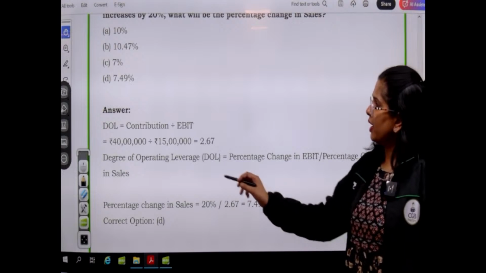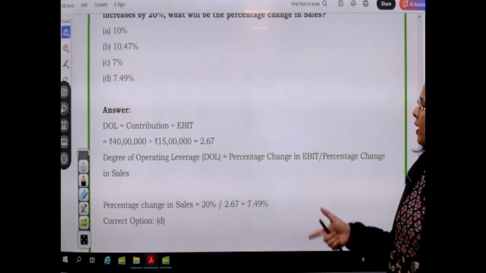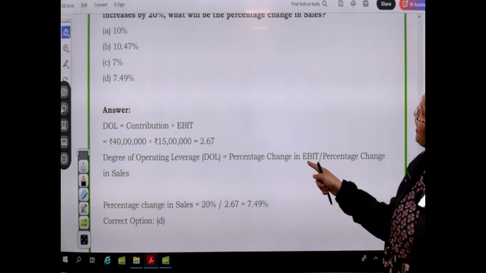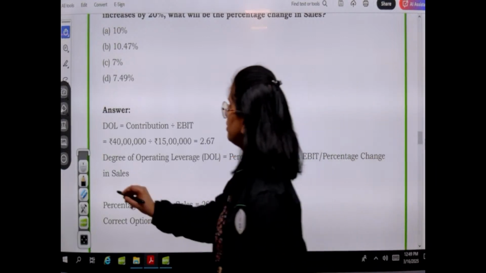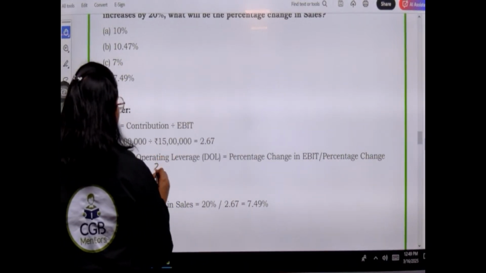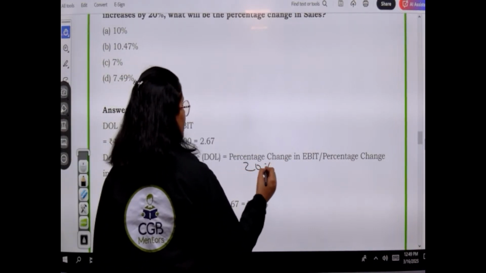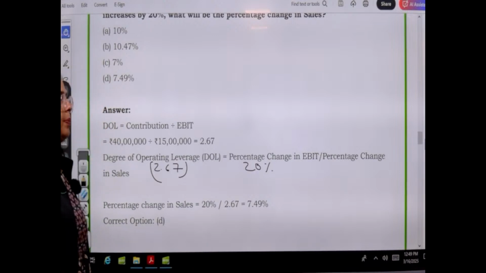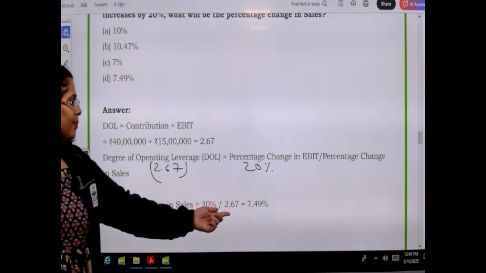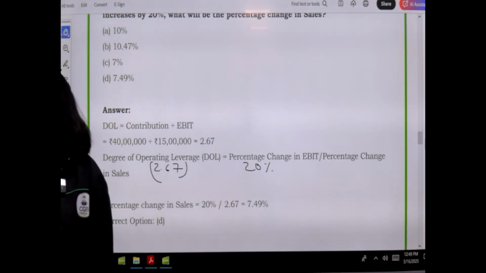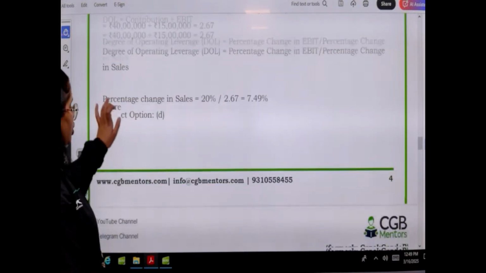Now over here, if I know my DOL, that is operating leverage 2.67, great. What has been the percentage change in EBIT? 20%, great. So put 20% over here. This is 2.67. This is 20%, right? I have to calculate percentage change in sales, so I'll bring it over here. 20% divided by 2.67, 7.49% would be the change in your sales. आपकी sales में इतना change होगा.